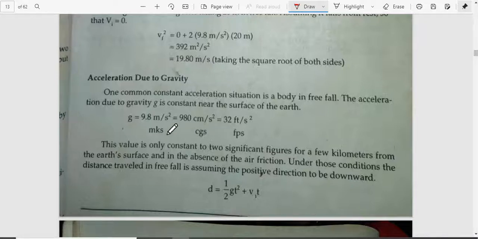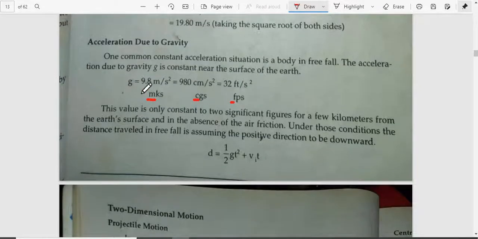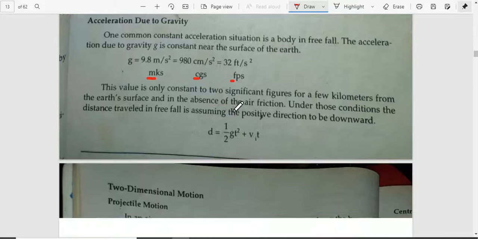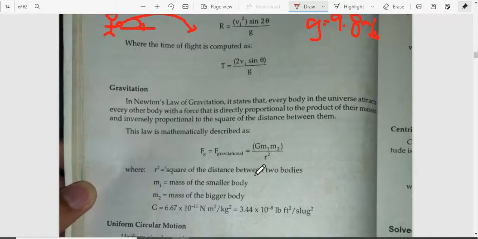So here you have the acceleration due to gravity. Last time we just summarized it. If you're using meters, it is 9.8. If you're using centimeters, it is 980 centimeters per second squared. If you're using feet, it is 32 feet per second squared. So that is the conversion factor. Your gravity here on Earth is always constant.